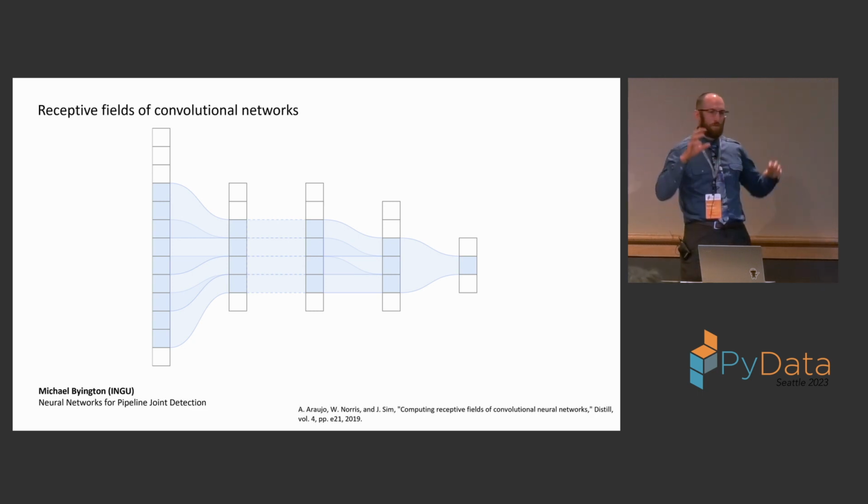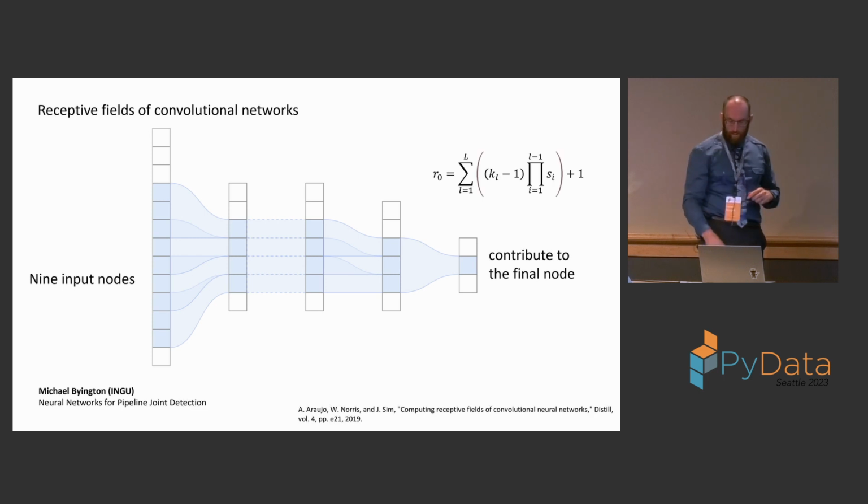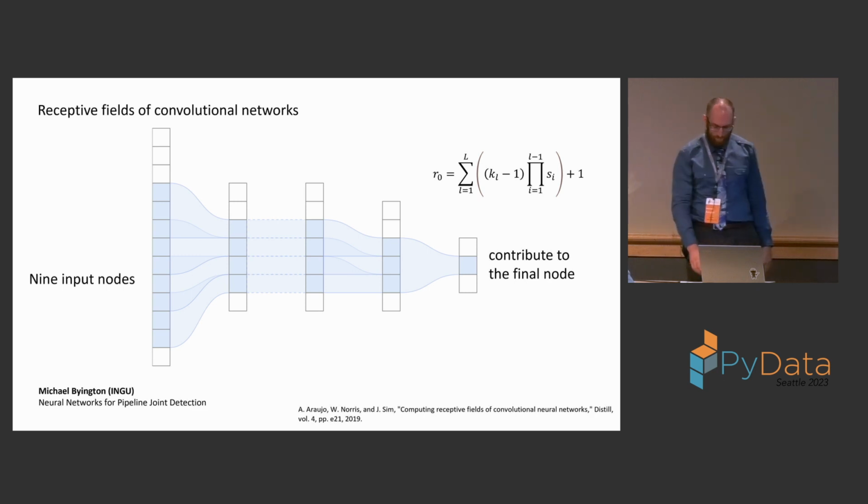But because the convolutions are only looking at a small subset of the data between each layer, when you stack layers on top of each other, the final node is only being influenced by a subset of the input pixels. The authors of this paper gave us a very convenient equation for a collection of convolutional and pooling layers to define how large this receptive field is.